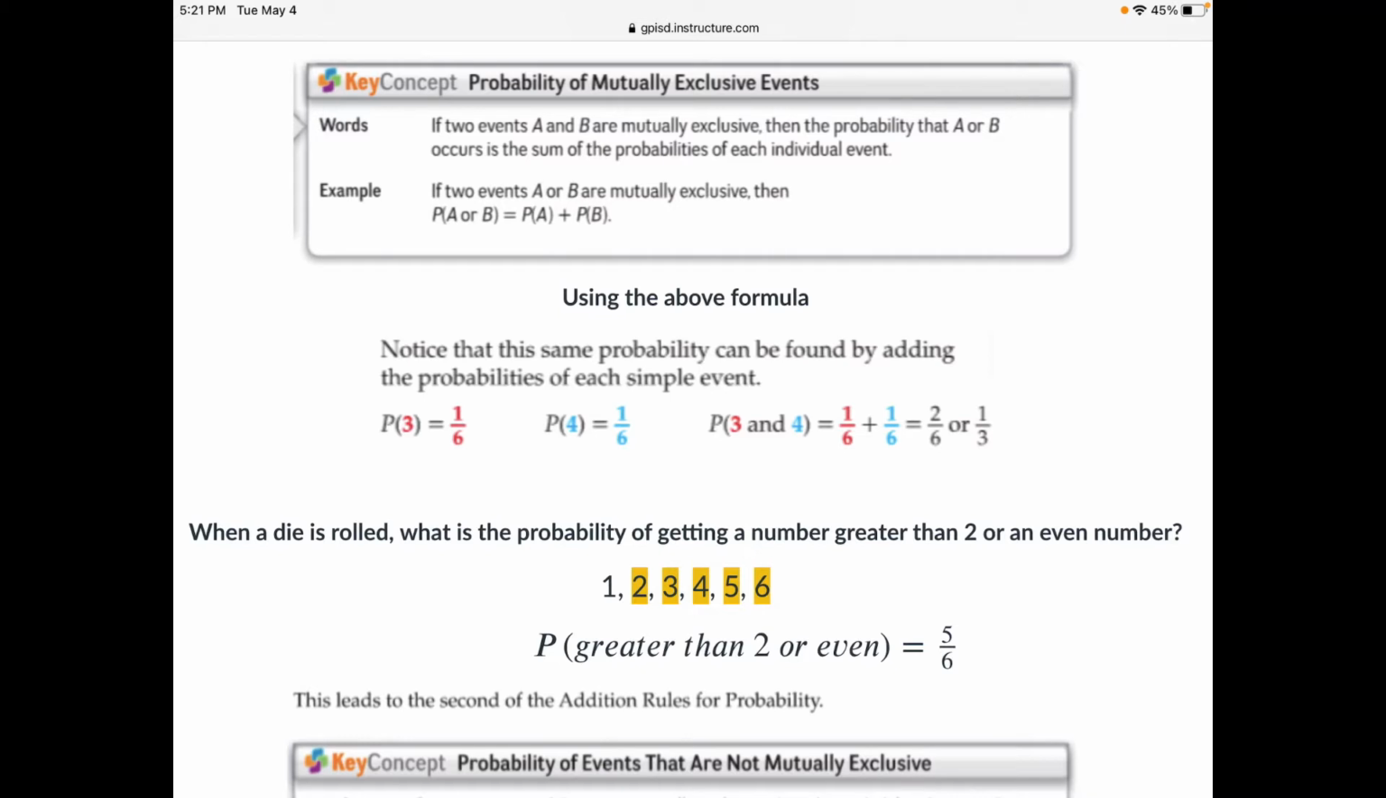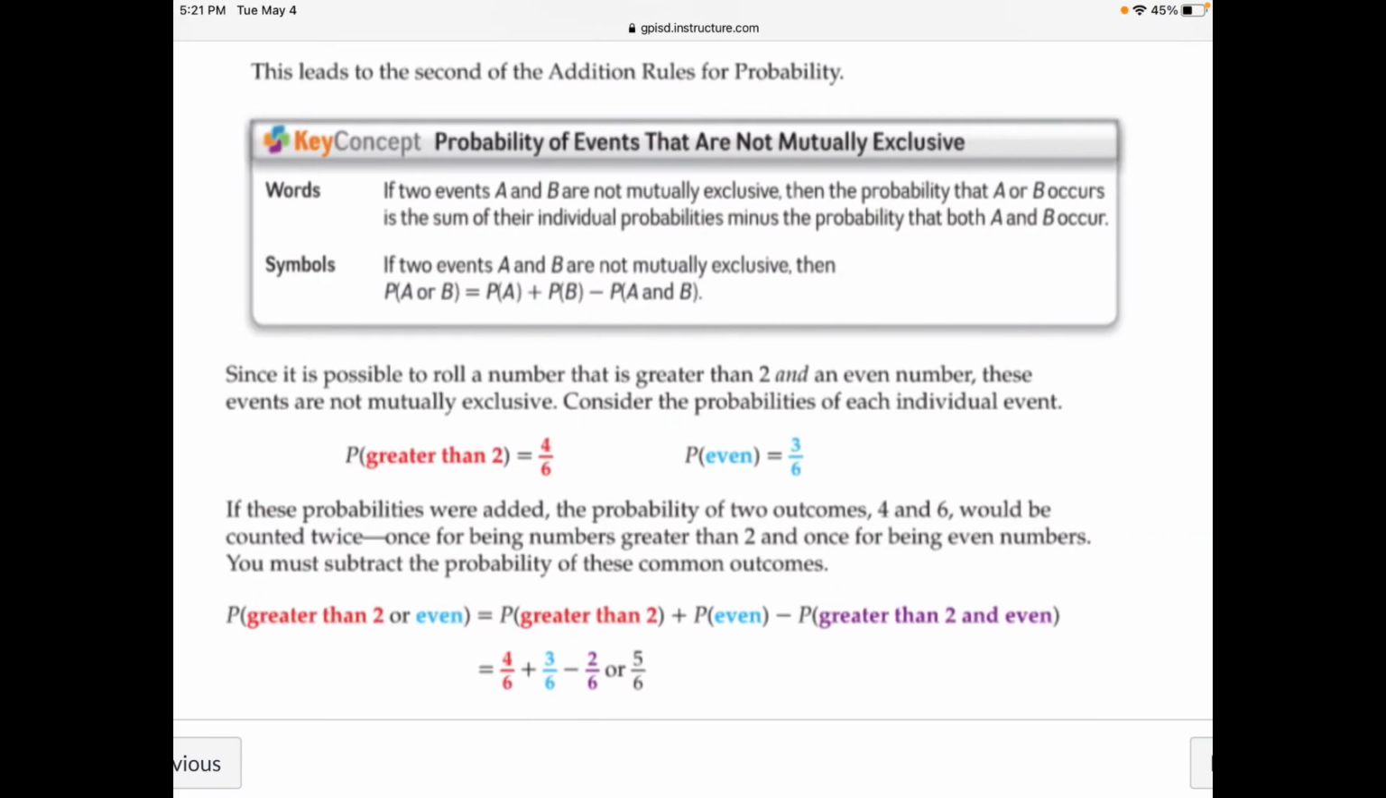This leads us to a second rule. Okay, another additional rule for probability. In this formula, it says if two events A and B are not mutually exclusive, that means they could possibly occur at the same time, then we use this formula. The probability of A or B is equal to adding the two separate events together, but we have to subtract the intersection, the probability of A and B. There might be some overlap, and so that's why we have to subtract. Since it is possible to roll a number that is greater than 2 and an even number at the same time, these events are not mutually exclusive, like I said before.